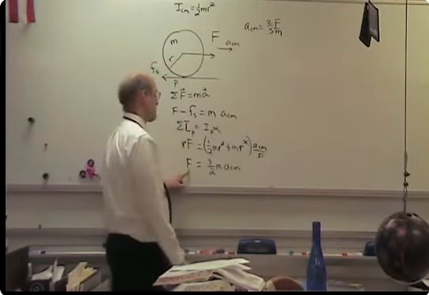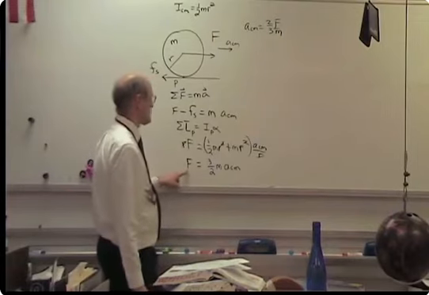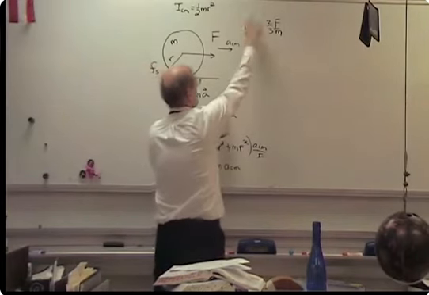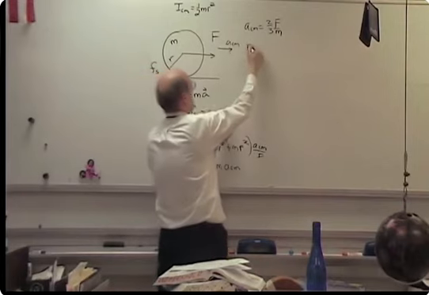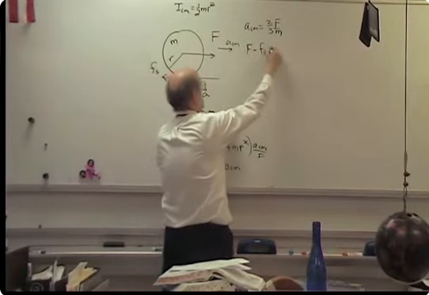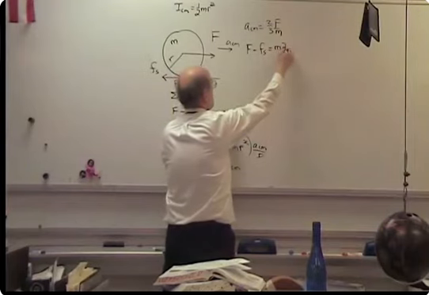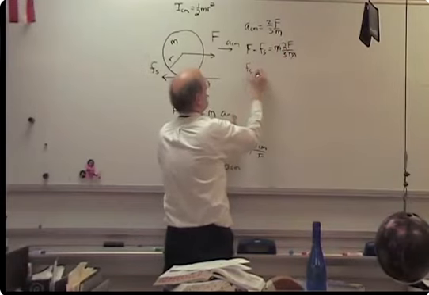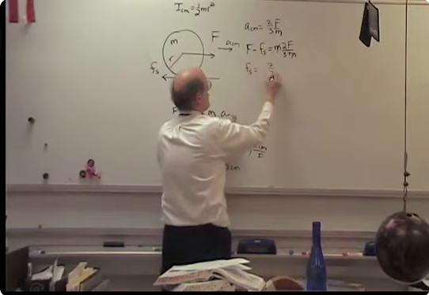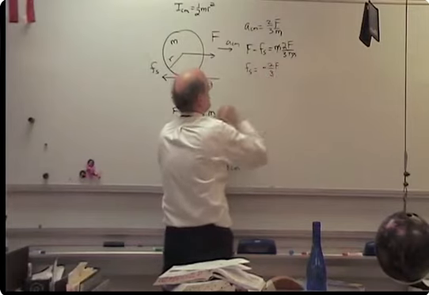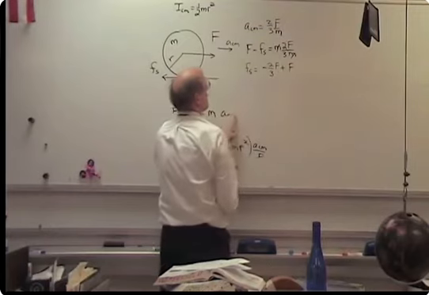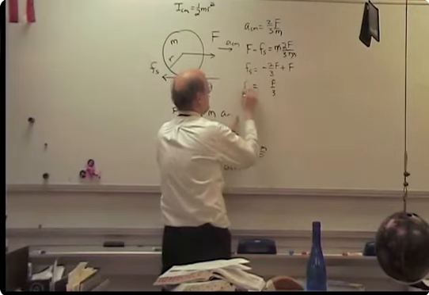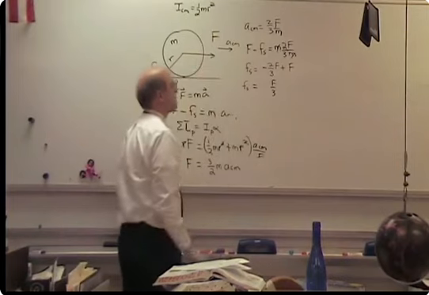How about the force of static friction? I'm going to take this equation, solve it for ACM, which I did, and then substitute it into this expression here. So I have F minus the force of static friction is equal to m times 2/3 F over m. The m's cancel. The force of static friction then is equal to 2/3 F negative plus F, which gives us 1/3 the force applied at the axle.